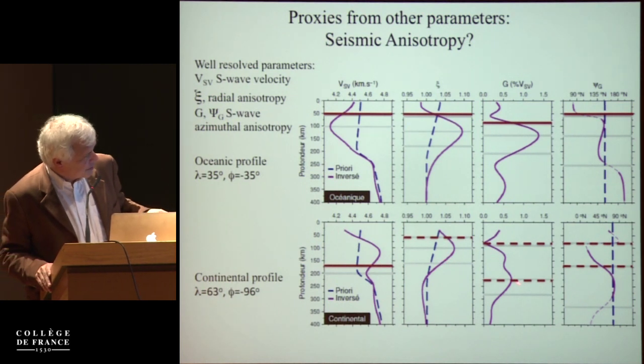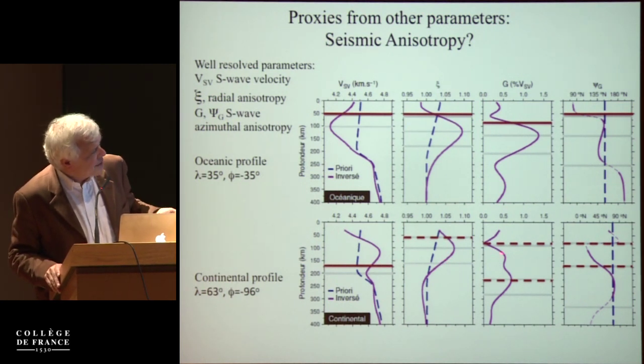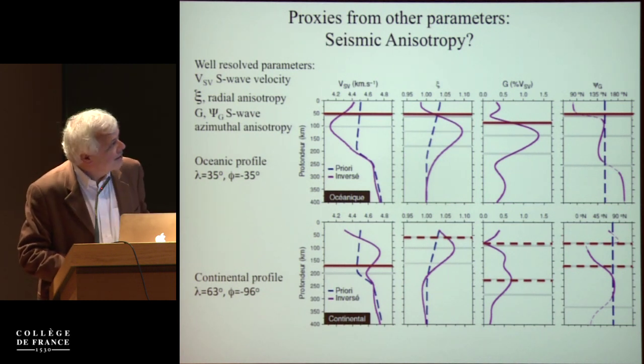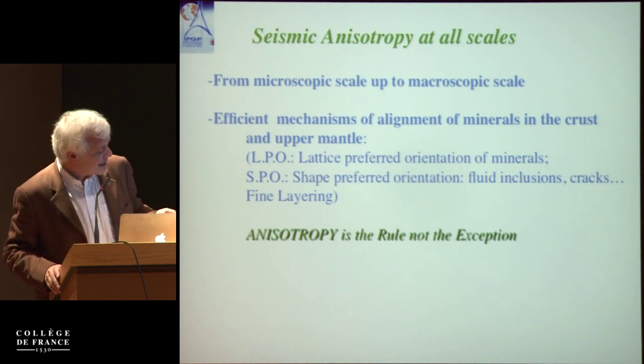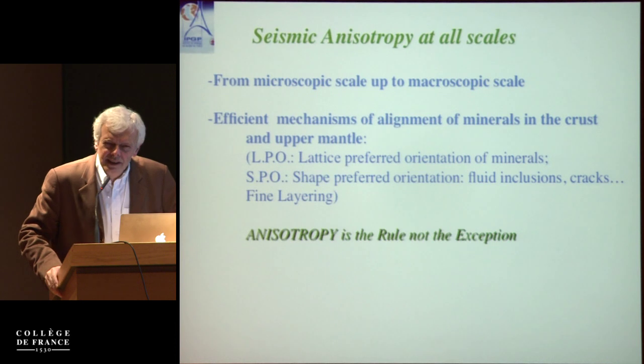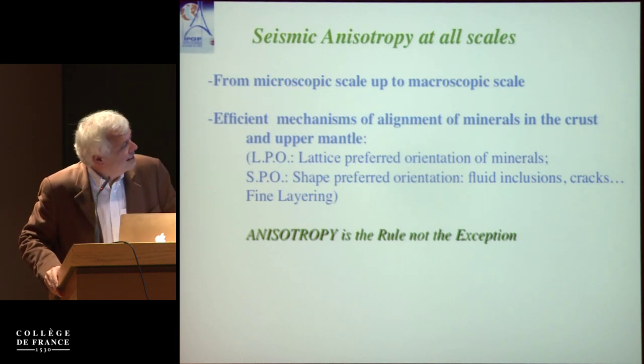It's much more difficult. It's the same issue for azimuthal anisotropy, where we also have different possible estimates of the LAB. And so it's much more complex for continents than for oceans. So let me first remind you of some basic results about the general approach using seismic anisotropy.